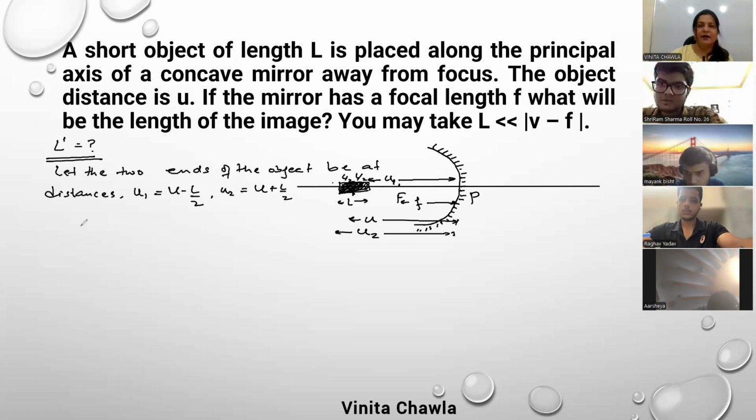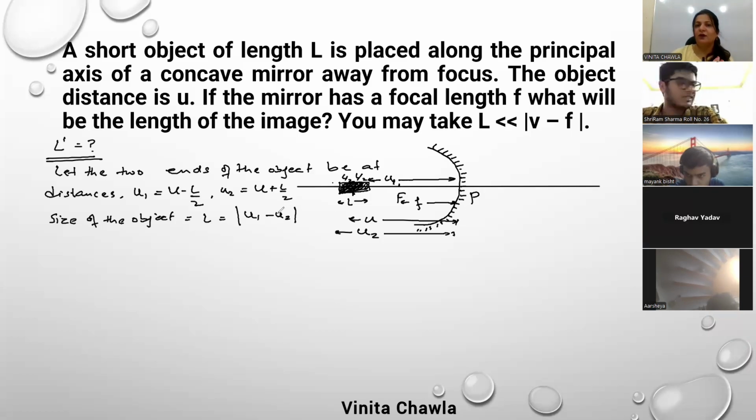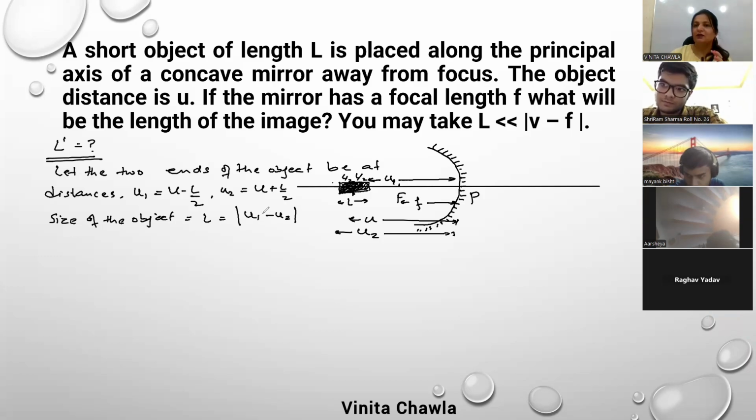See, so we can write size of the object. Size of the object is L, it is given. We can write this as modulus u1 minus u2. ठीक है? जो भी वैल्यू आएगी उसको हम पॉजिटिव लेंगे, मॉड में कर दिया हमने. Basically we are going to find this difference, right? u1 minus u2 आपका L हो जाएगा. Similarly, for the image, size of the image is denoted by L dash and it is v1 minus v2.